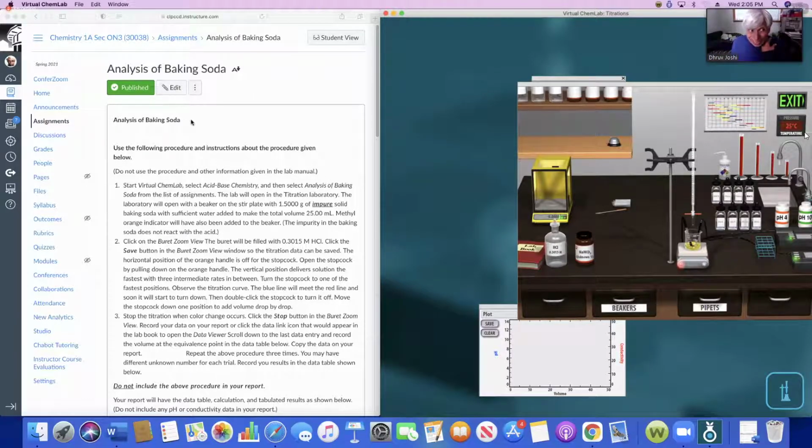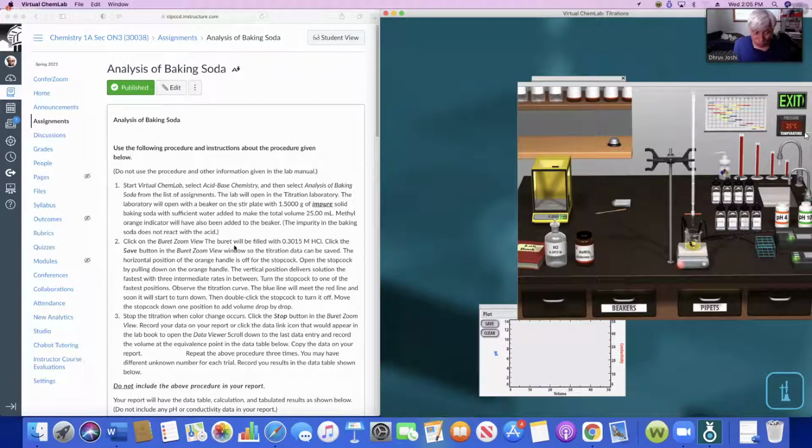This is not 100% baking soda. An analysis of the baking soda means we want to find out what percent of this solid is baking soda. Really, it's sodium hydrogen carbonate, that's the active ingredient in baking soda. The rest are passive ingredients, and the passive ingredients are not reacting with the acid. Only the active ingredient is reacting with the acid.